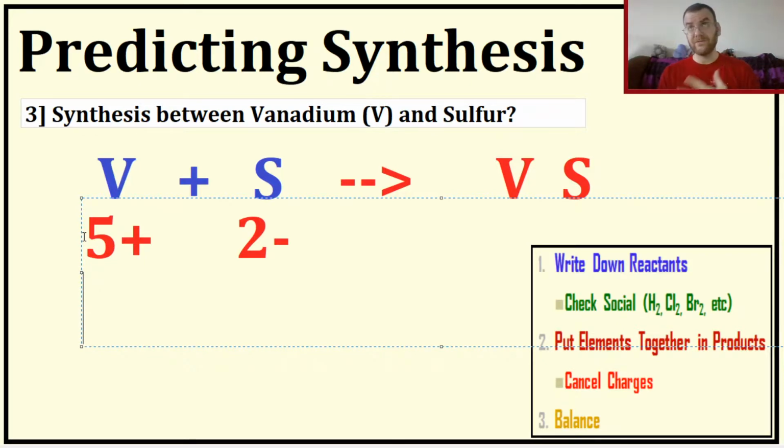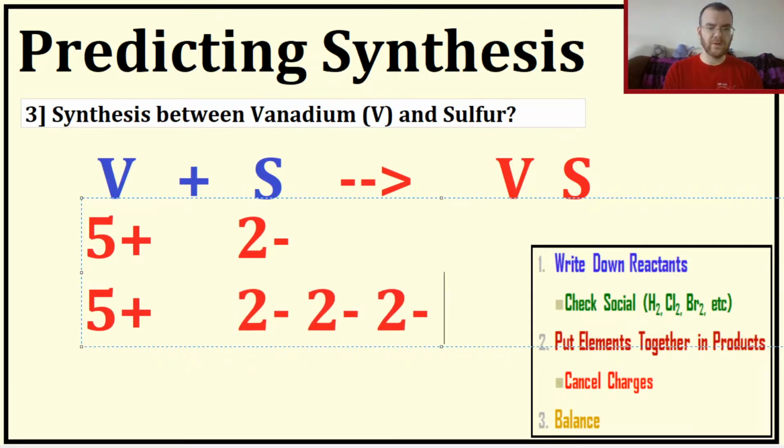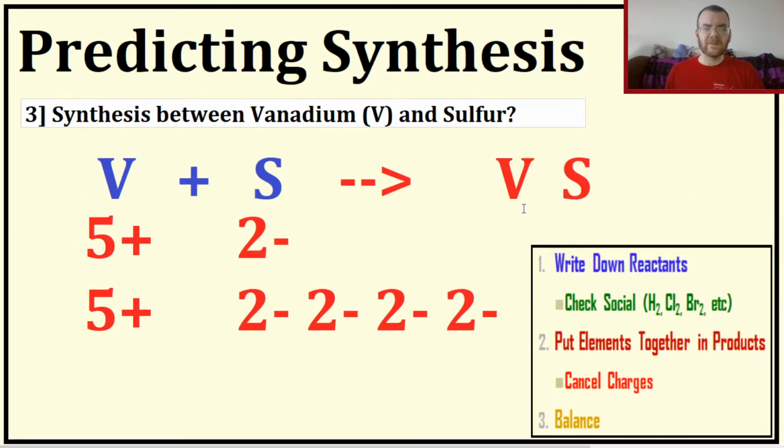But if we're doing 5 positives versus 2 negatives, we want to make them both equal to 10. That means we're going to need 2 vanadiums, and we're going to need a whole bunch of sulfurs. So much that I couldn't even decide to go down. I'm going to need 5 of those suckers. So I need 2 vanadiums and 5 sulfurs to make sure that works.